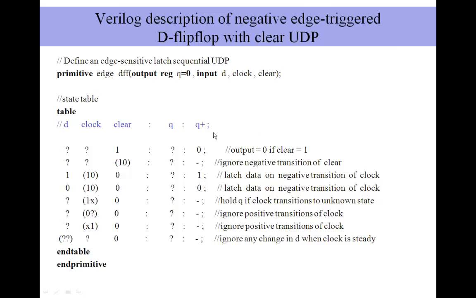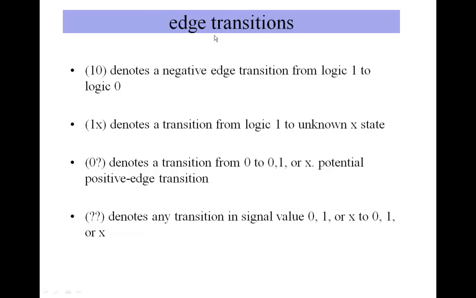Before describing the D flip-flop behavior, we have to have knowledge of this. What is this parenthesis? What is this (1 0), (x 1)? We call them edge transitions. Within parentheses, if you are writing 1 0, it means a transition is taking place from logic 1 to logic 0. So this is a negative edge transition.